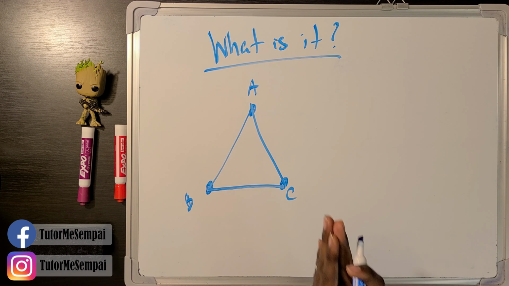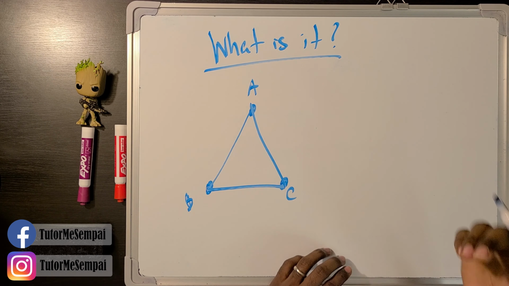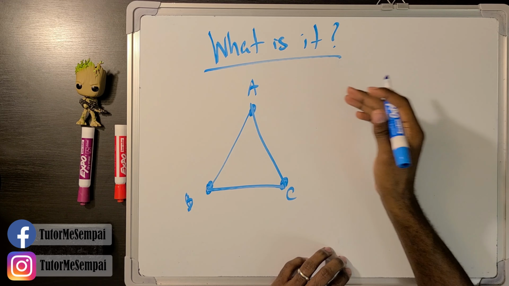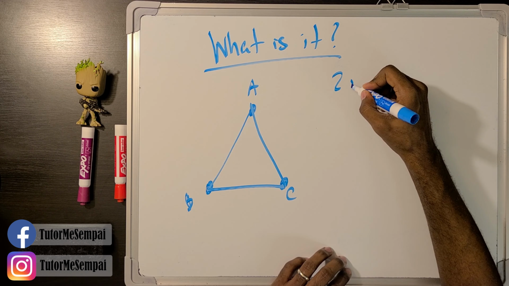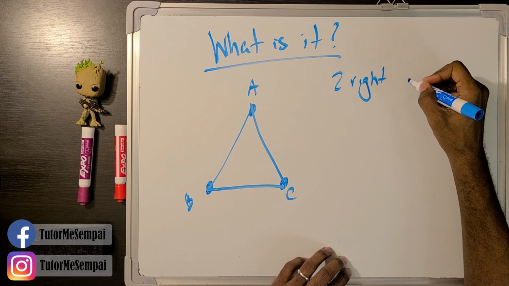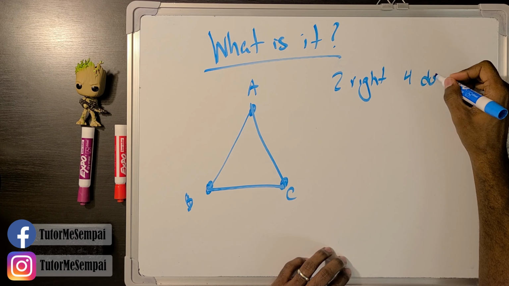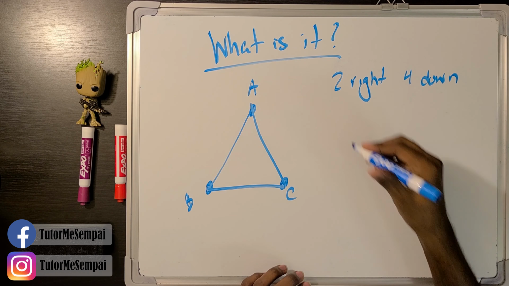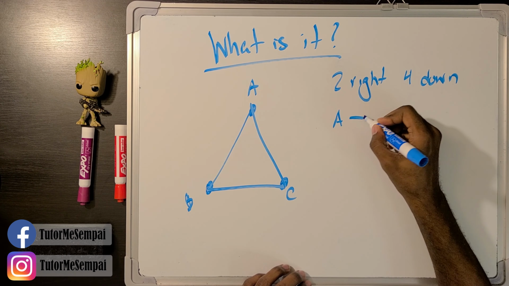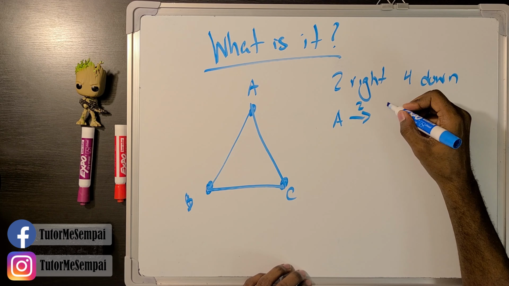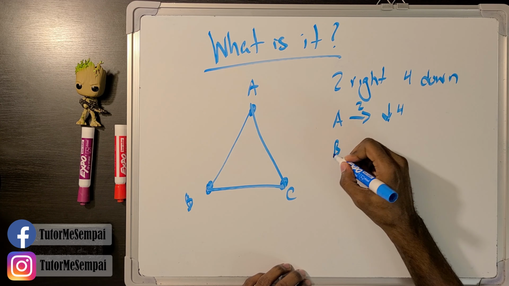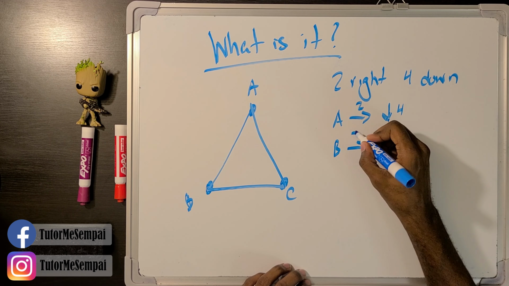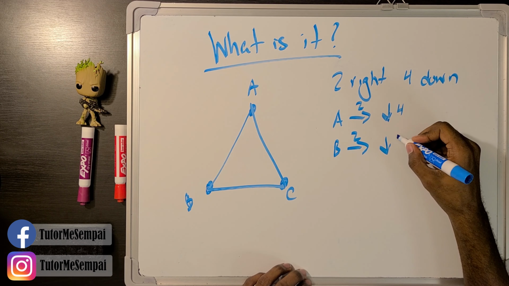And you can even have pairs of translations. So let's say instead of just having left or right or up or down, you would have to go 2 to the right and 4 down. Let's say you have something like that. Well, that means that A is going to go 2 to the right and 4 down. And B also goes 2 to the right and 4 down.